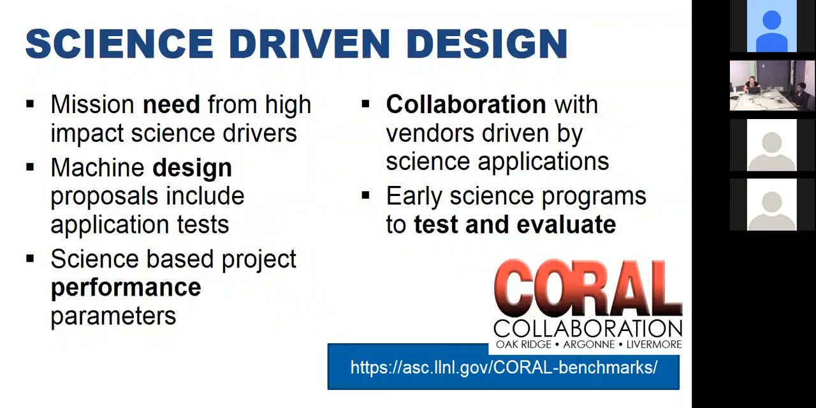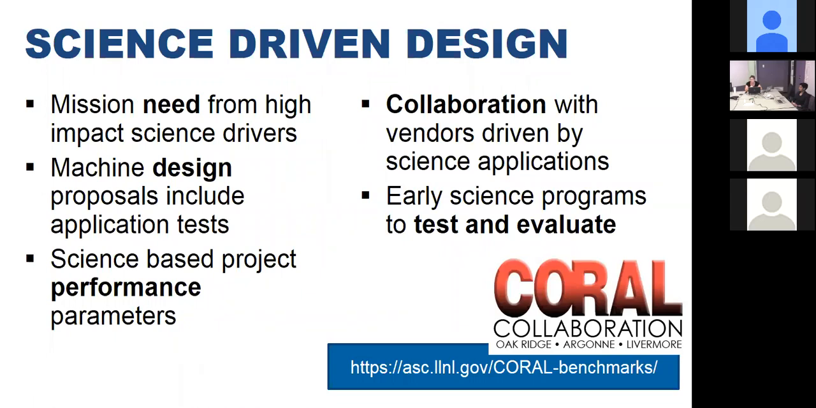If you walk out from this call with nothing else, what I want people to understand is that science, and not just high-level science descriptors, but science applications and their requirements are used from the very beginning of the planning of these resources. From the first moment that we put out a mission need describing what we want, all the way through when we test and evaluate the machine, we have applications, real applications in our hand that we are using in collaboration with the vendor.